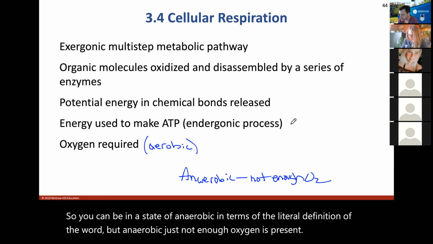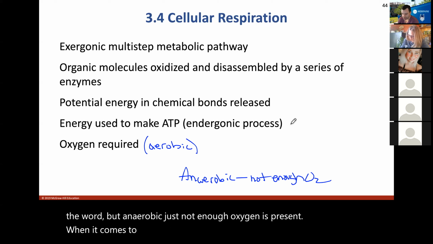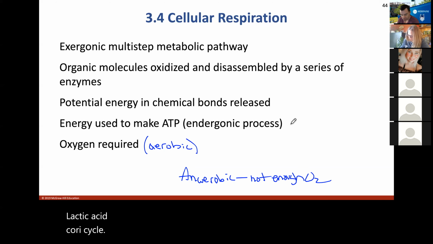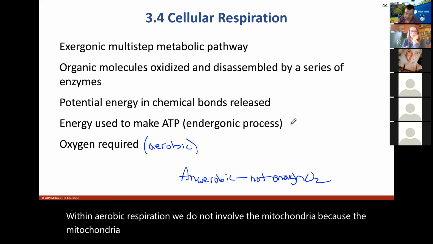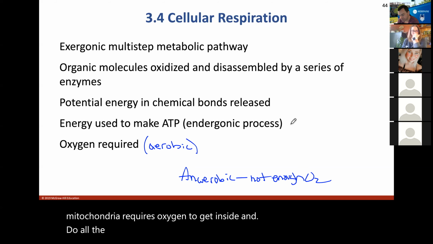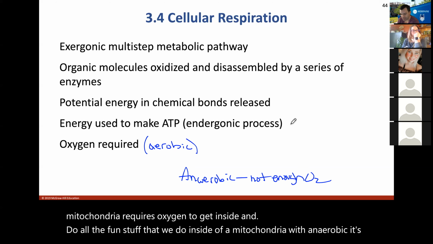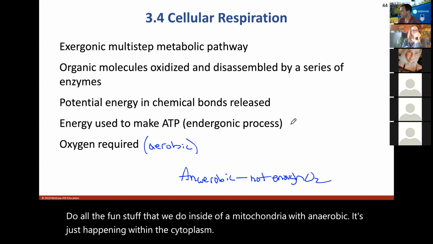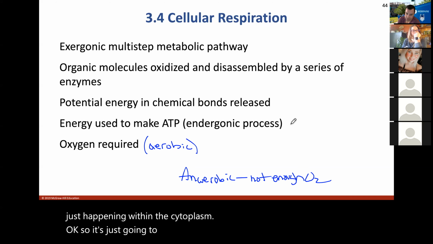When it comes to this, we use anaerobic metabolism, which is lactic acid, the Cori cycle. With anaerobic respiration, we do not involve the mitochondria because the mitochondria requires oxygen to get inside and do all the fun stuff that we do inside of a mitochondria. With anaerobic, it's just happening within the cytoplasm. Okay, so it's just going to be glycolysis only, the first step that we'll talk about here in a second.